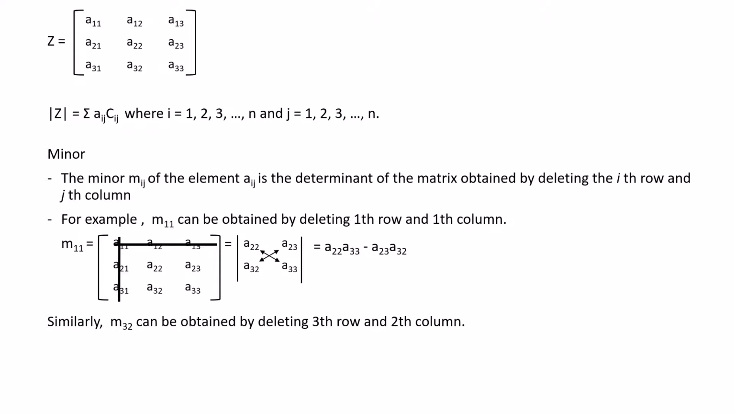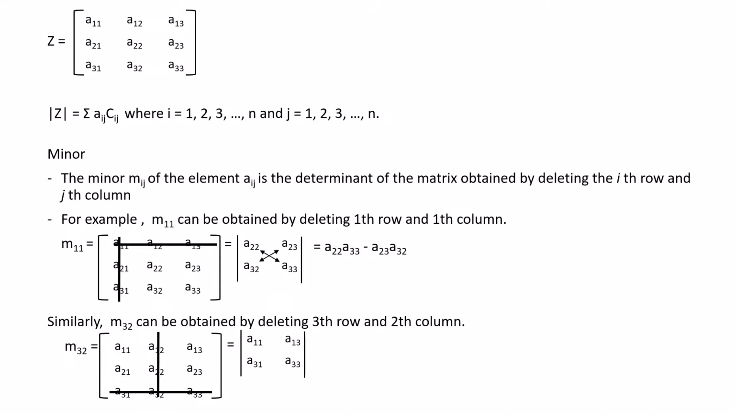Similarly, the minor in the third row and second column can be obtained by deleting the third row and second column. Deleting the third row and second column, we are left with only a 2 by 2 order and use the concept of AD minus BC, where A multiplied with D minus B multiplied with C.